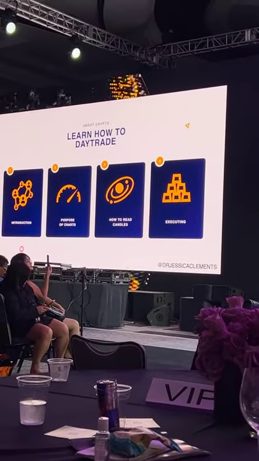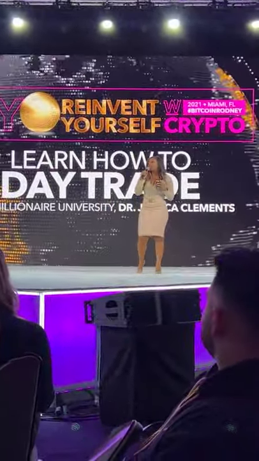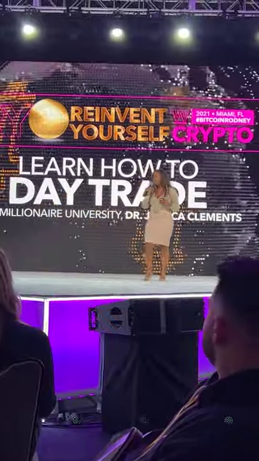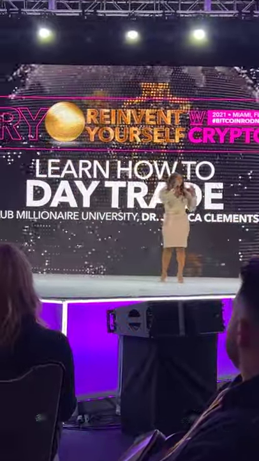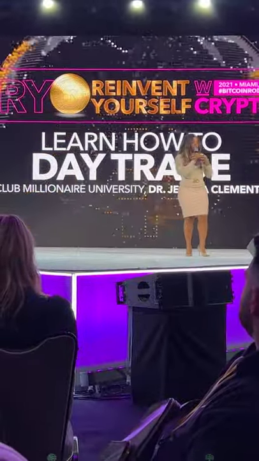We've been talking about cryptocurrency the entire time we've been here today, and people have asked me the question: how do I know when is the best time to get into Bitcoin? When is the best time to get into Ripple? And you can actually time the market. That's what I'm going to teach you guys today.